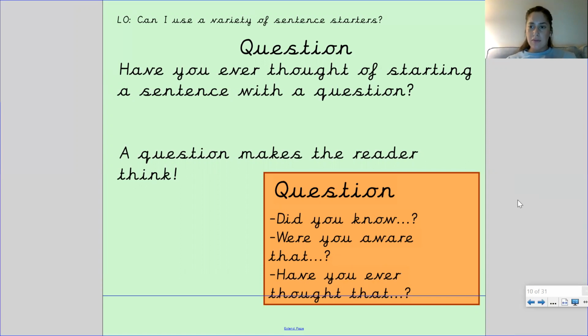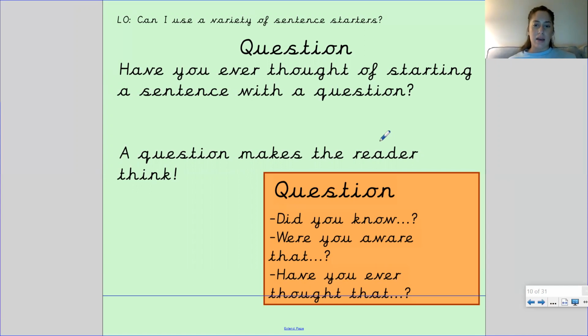Have you ever thought of starting a sentence with a question? It starts by making the reader think about something. So it makes them go, have I actually thought about this or have I not thought about this? So some examples are, did you know? If you start your sentence with, did you know that this and this and this was the case, the reader might think, oh, did I know that? Or did I not know that?